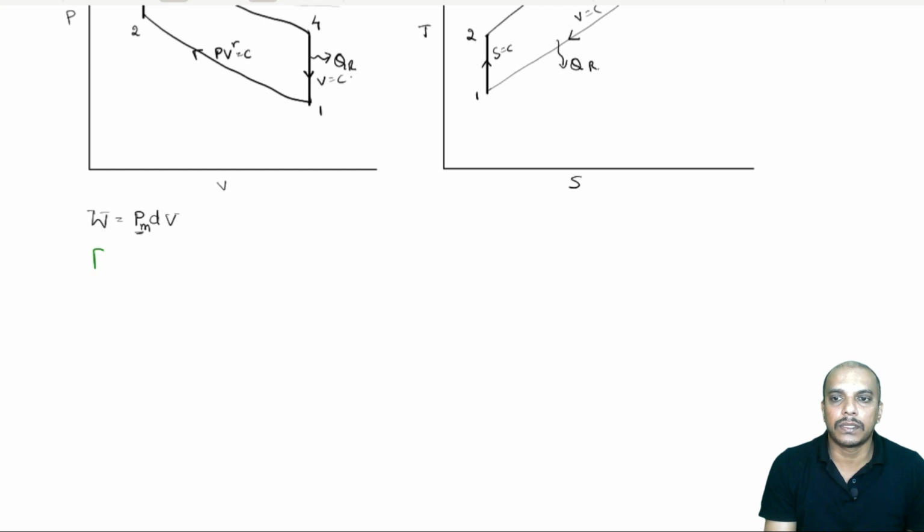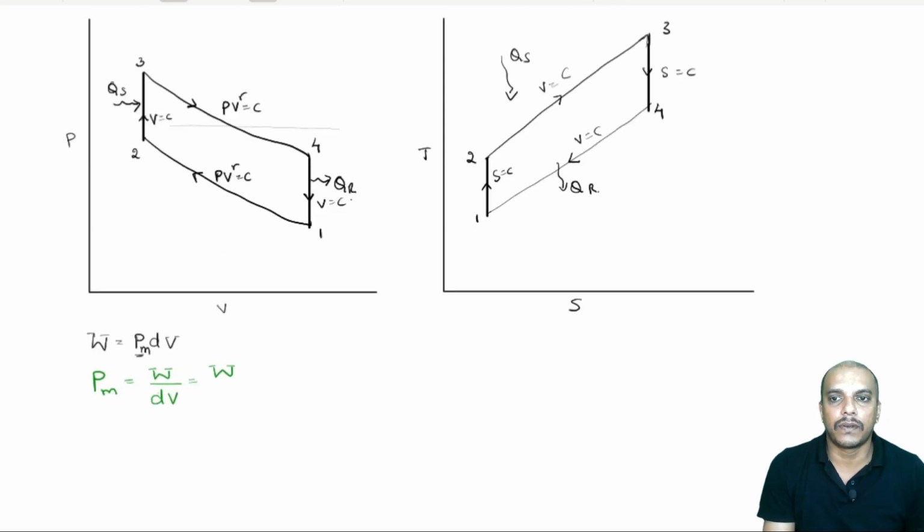Now, what is this mean effective pressure? I will just rearrange this term. P mean must be equal to W divided by swept volume, that is dV. Now, dV is nothing but V1 minus V2 here. You see, swept volume is from here to here, right? This is our clearance volume. So, let us name it. This is our swept volume and this is our clearance volume.